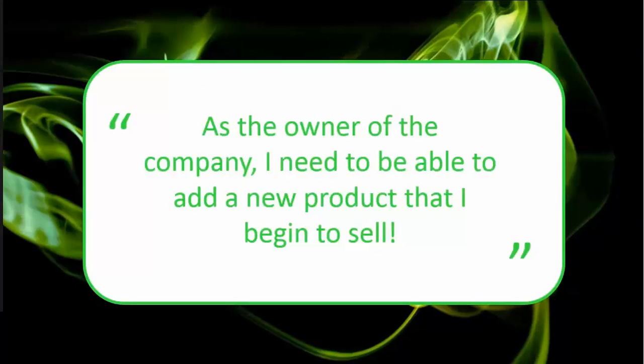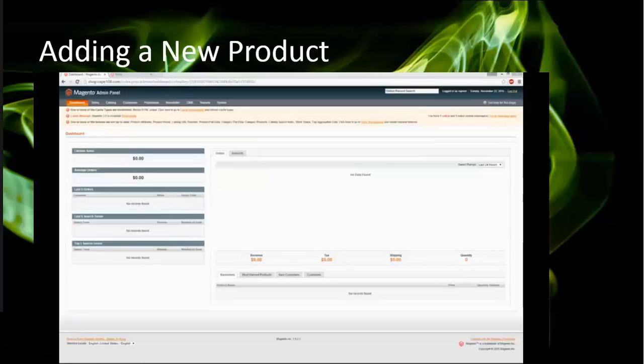As the owner of the company, I need to be able to add a new product that I begin to sell. So let's take a look at how the owner can do that through our site. Once you set up a new category for a new product line, you can go ahead and now add the actual product into the Magento website. In order to do that, you would go up to Catalog, Manage Products.